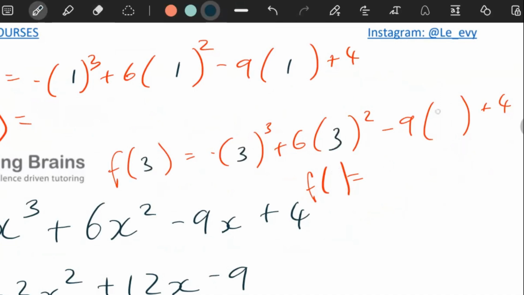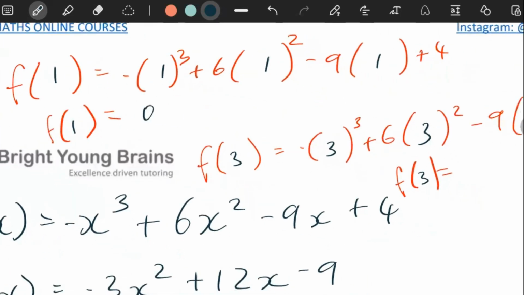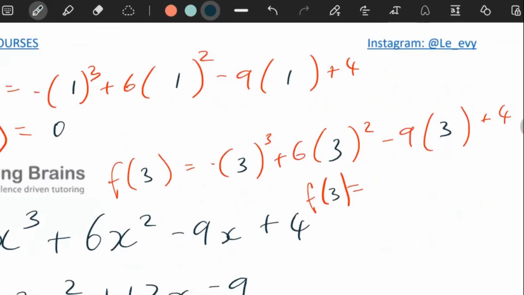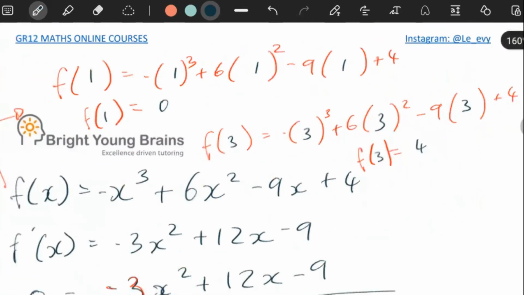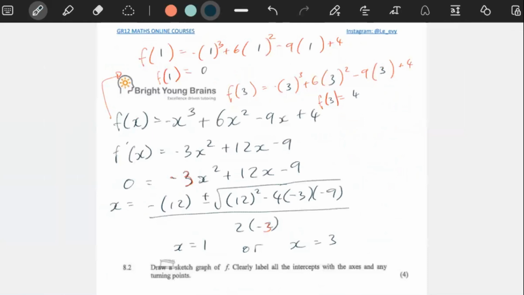With all this being done, let's see, we have negative 1 to the power of 3 plus 6 to the power of 2 there, and plus 4. This is giving us a 0. And then here also, if you put a 3 wherever 1 is, let's see here, this is giving us a 4. So this is a very normal-looking answer. So we can at least head on with a heart that is more at peace.